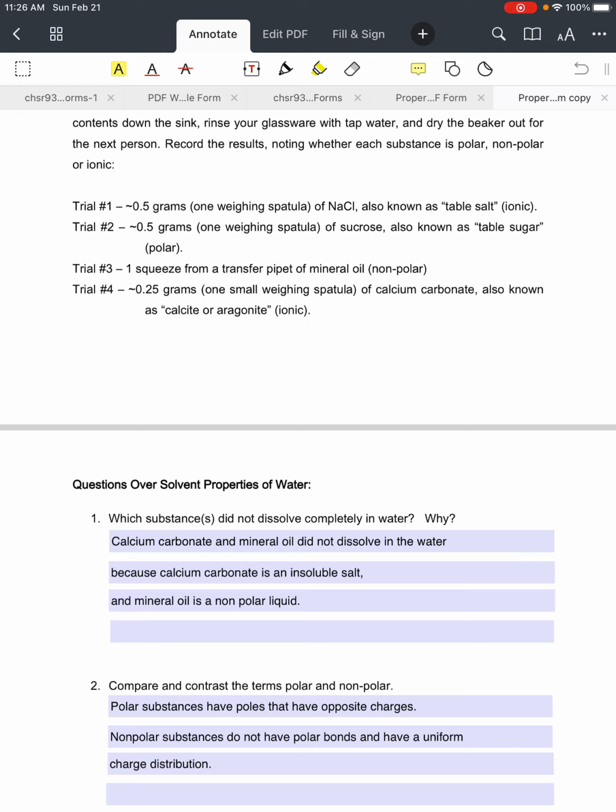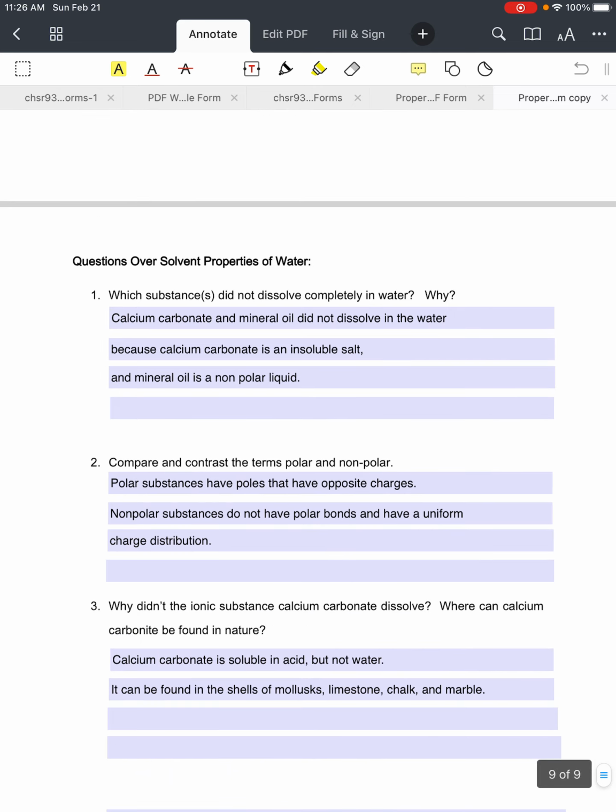It says compare and contrast the terms polar and non-polar. Polar substances have poles. That's inherent in their definition, that they have opposite charges. Non-polar substances do not have polar bonds and have a uniform charge distribution. Electrons are shared uniformly and equally in a non-polar covalent bond, and the electrons are shared unequally, creating an unequal charge distribution in a polar bond.